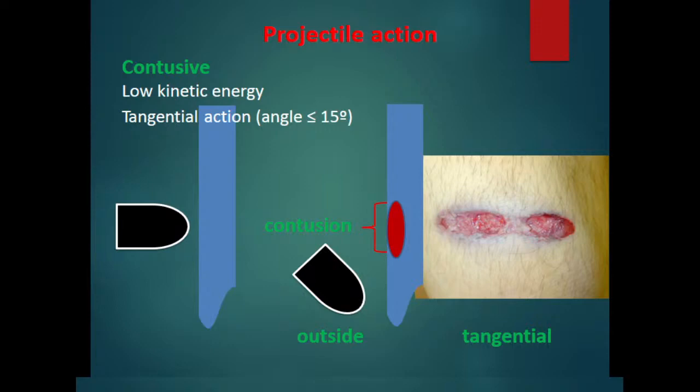And if the energy of the bullet is low, if the velocity of the bullet is low, we might see contusion. Then the energy of the bullet is not sufficient to cause damage to the entire layers of the skin. This bullet, just like a piece of stone, might hit the body, but anyway, it might produce severe contusions.